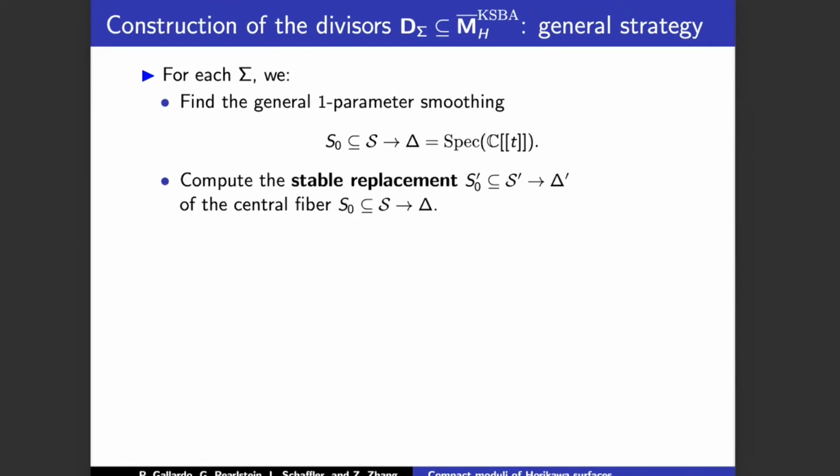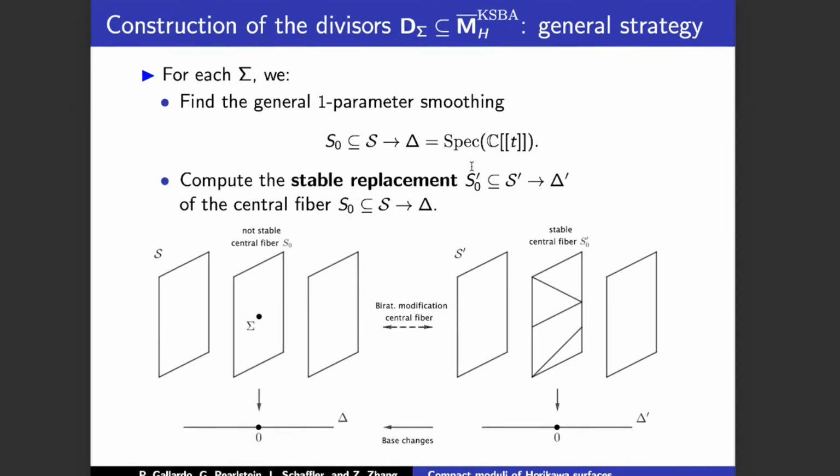After that you run what is called the stable replacement of the central fiber of this one parameter smoothing. So I denote the stable replacement by priming everything, the base of the space. I will prime the family, and I will prime also the central fiber, where now this S0 prime will be a stable surface and will be parametrized by a point of the KSBA compactification. But of course, what is the stable replacement that I'm talking about? Let me illustrate this procedure with a picture.